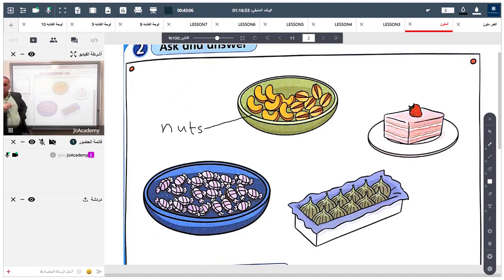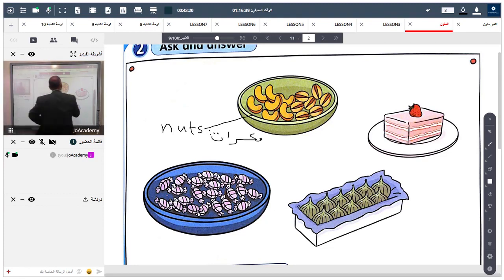Nuts in Arabic means. Now we want to ask how many nuts can you see, or are there, in the picture here. So we are going to count them. 1, 2, 3, 4, 5, 6, 7, 8, 9, 10, 11, 12, 13, 14. So how many nuts are there? There are 14 nuts.